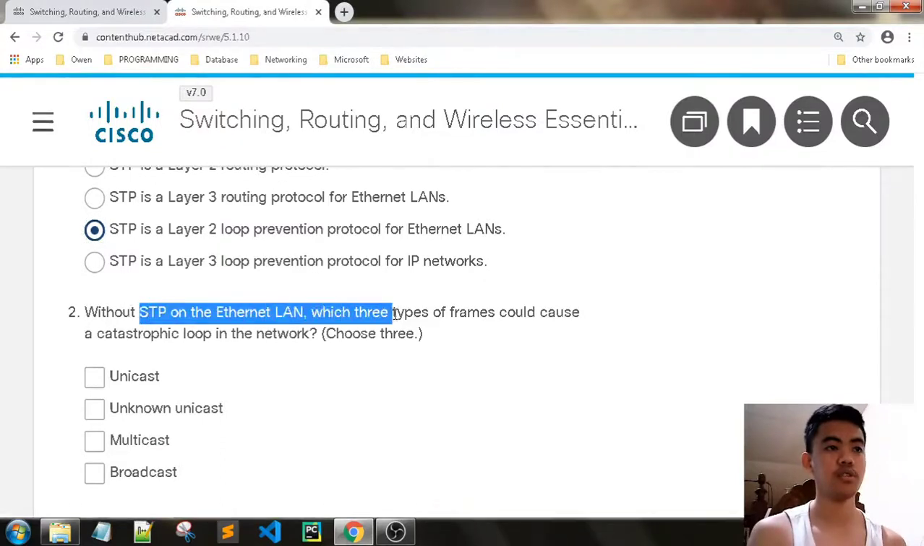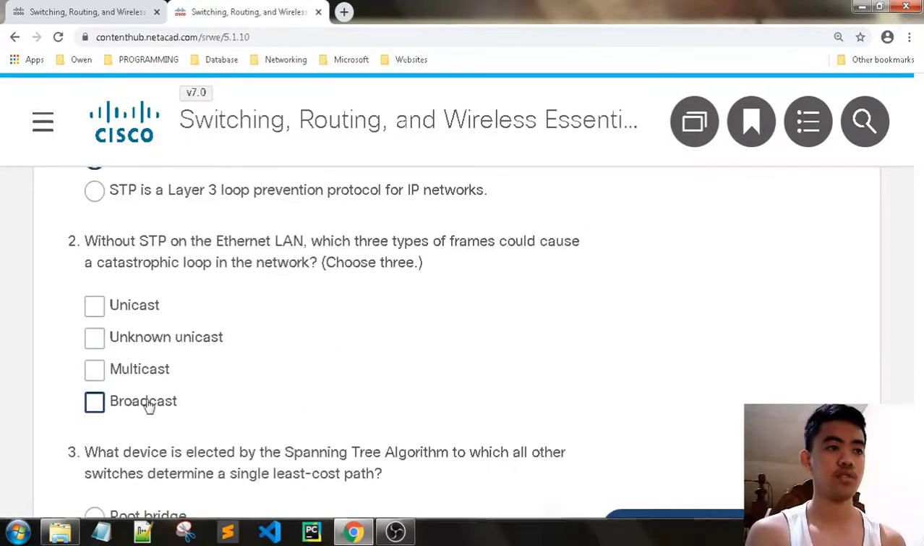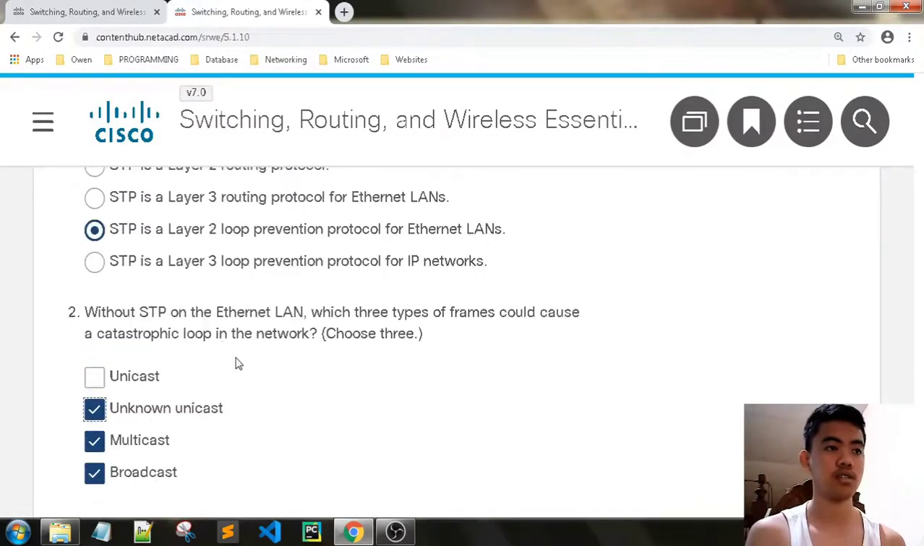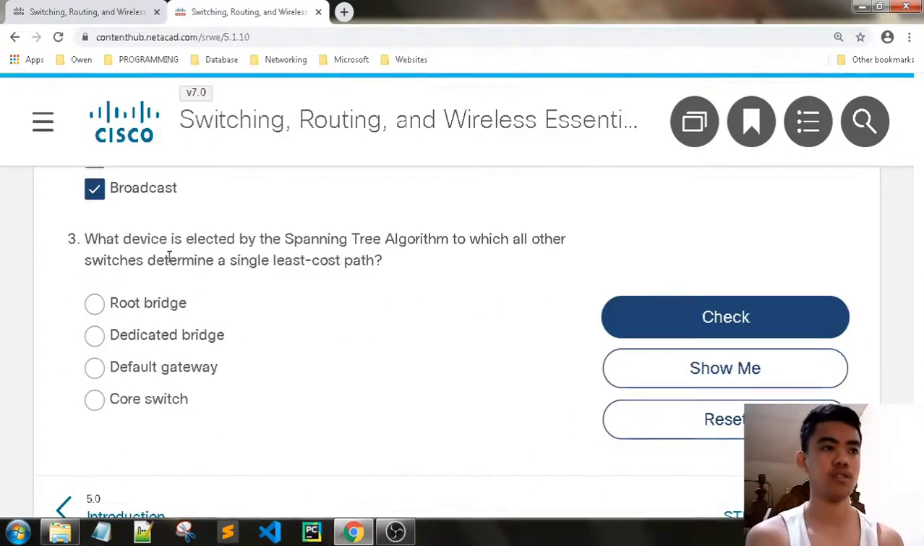Which three types of frames could cause a catastrophic loop in an Ethernet LAN network? Broadcast, multicast, and unknown unicast. A known unicast will just be forwarded to the specific host, but an unknown unicast causes a broadcast. What device is selected by the spanning tree algorithm to which all other switches determine a single least cost path? It is the root bridge.